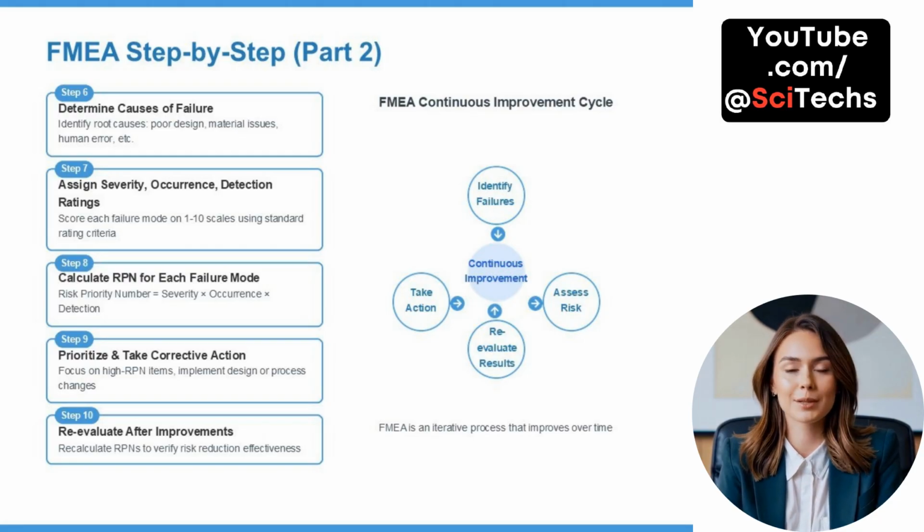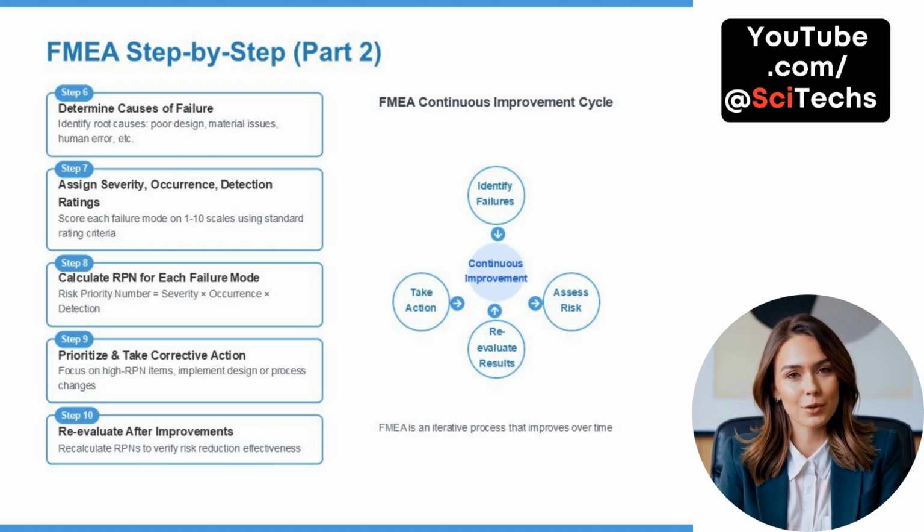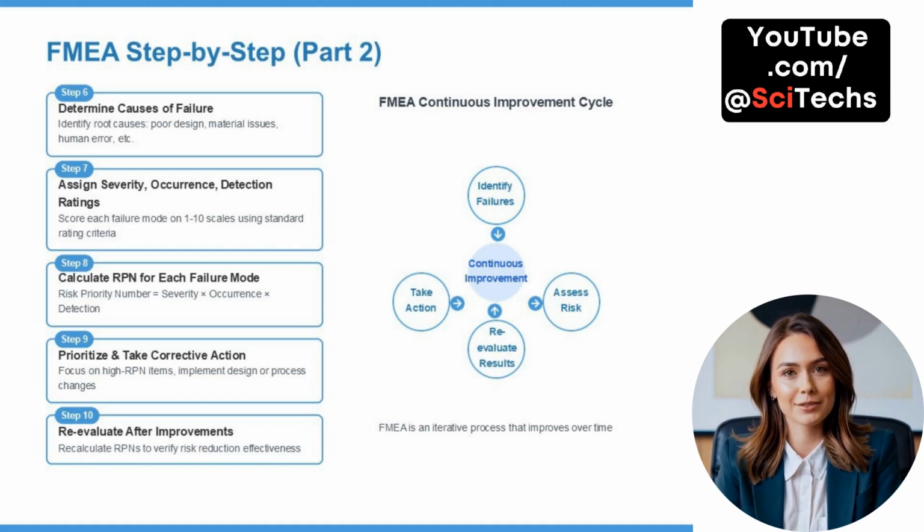Finally, Step 10 reevaluates the failure modes after improvements are implemented. Updated RPNs verify whether the risk has actually been reduced. This cycle, identifying, assessing, correcting, and rechecking, is what makes FMEA a powerful, living tool for long-term reliability and safety.